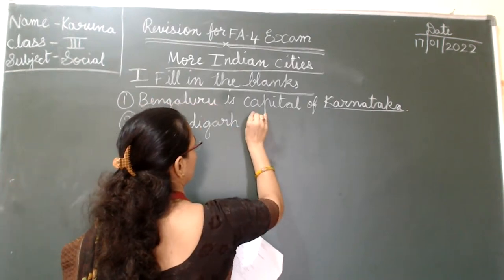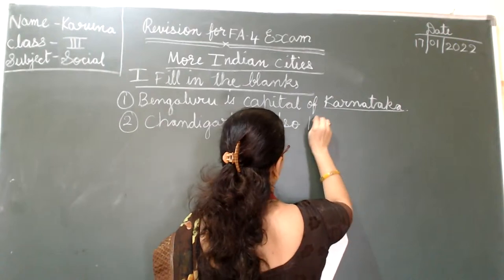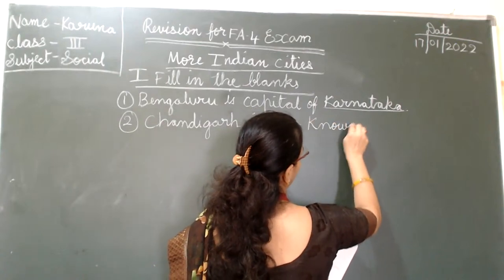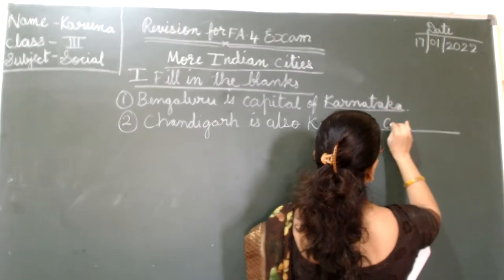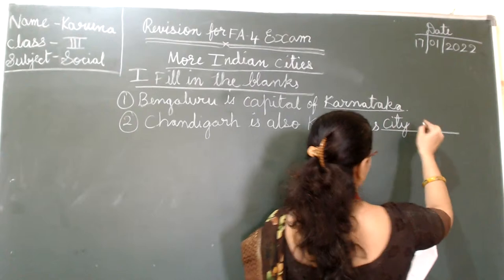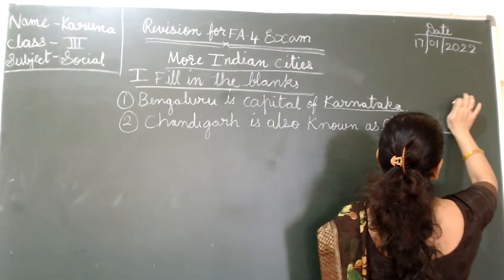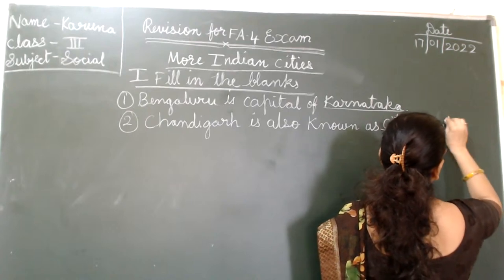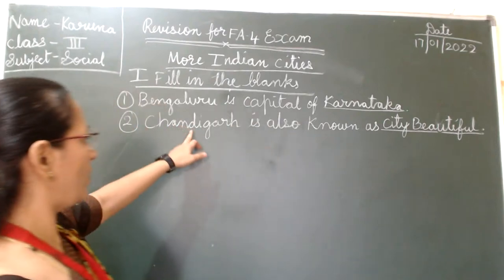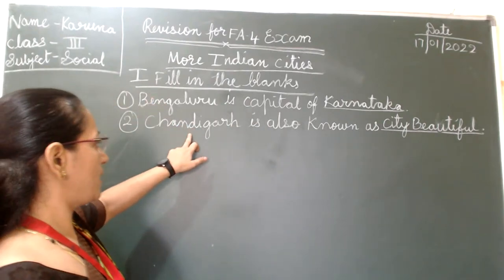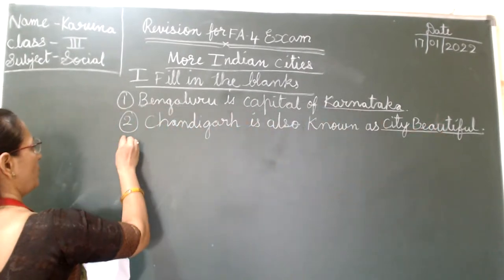Chandigarh is also known as which one? Known as City Beautiful. The answer is City Beautiful. Second one, second fill in the blanks. Chandigarh is also known as City Beautiful.